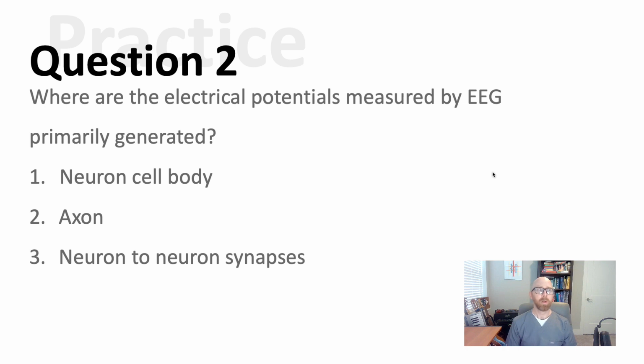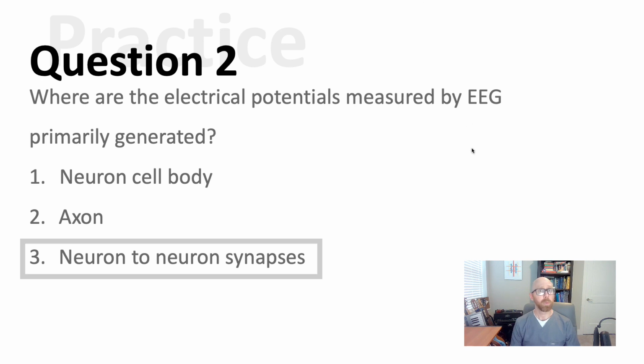Question 2. Where are the electrical potentials measured by EEG primarily generated? Are they generated by the neuron cell bodies, the axons, or neuron to neuron synapses? If you answered synapses, you'd be right.